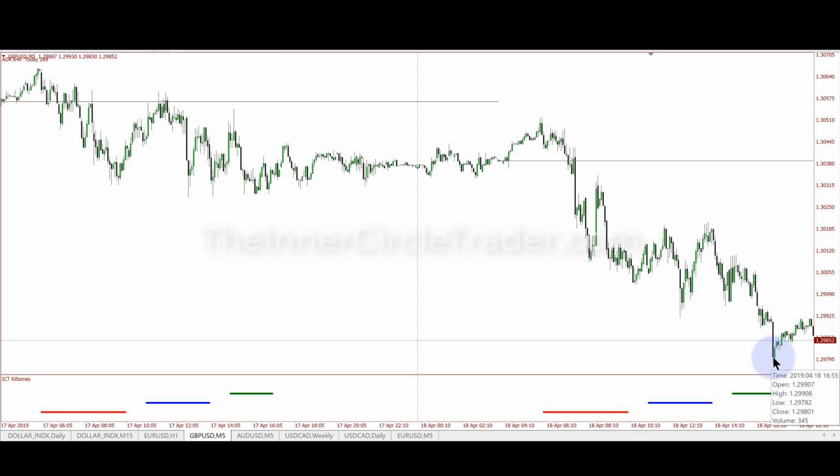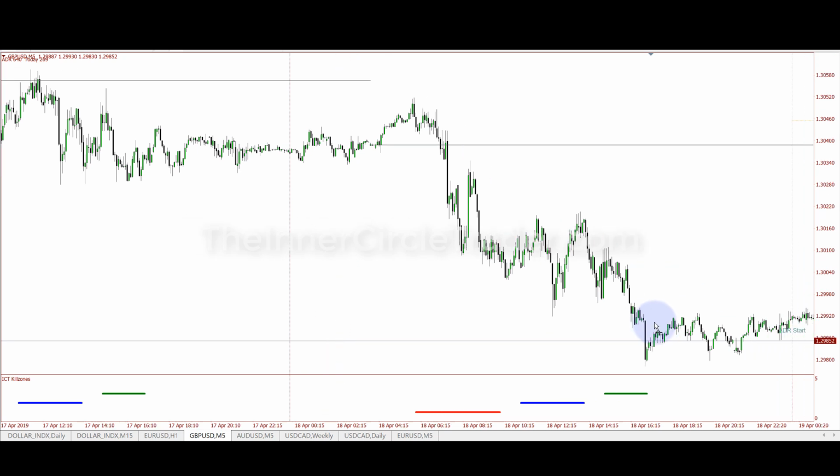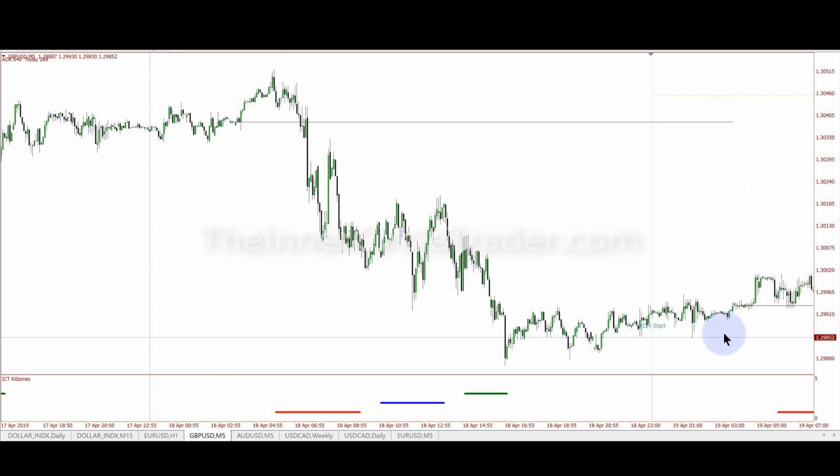129.78. So bang, we got it. 10 pips below. Beautiful run 10 pips below to get that for the London close kill zone. And then we move into consolidation the rest of the day, and then we go into Good Friday.